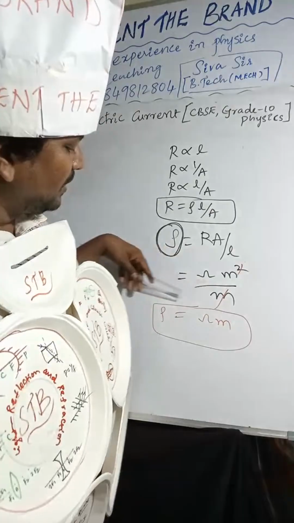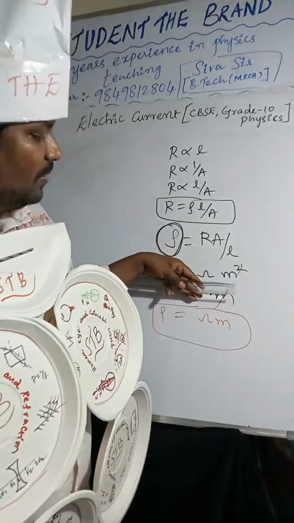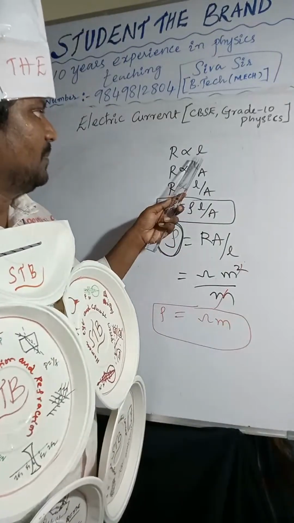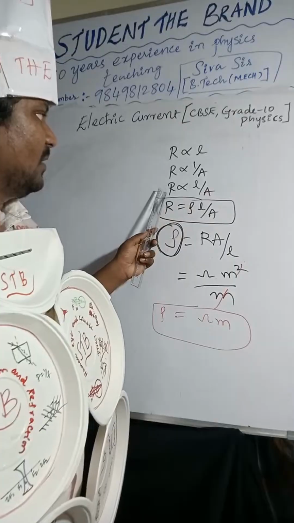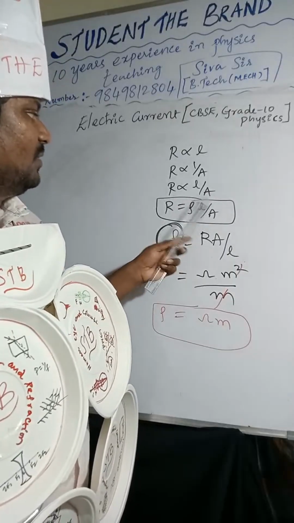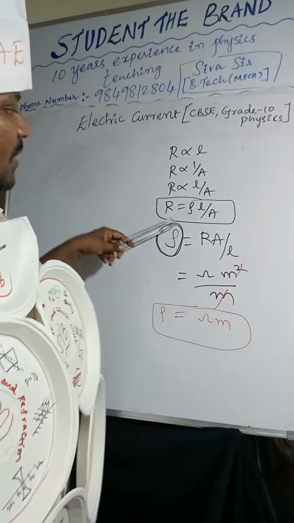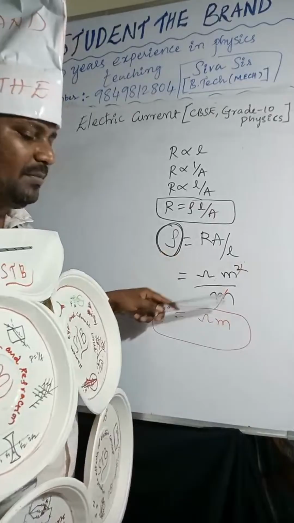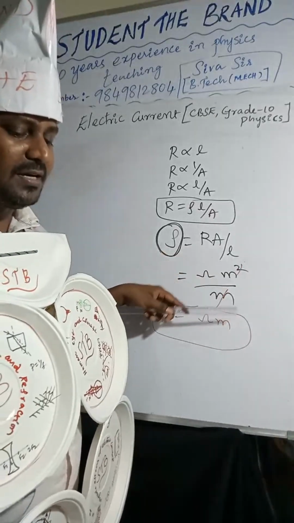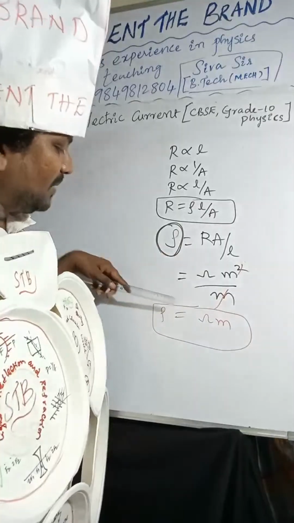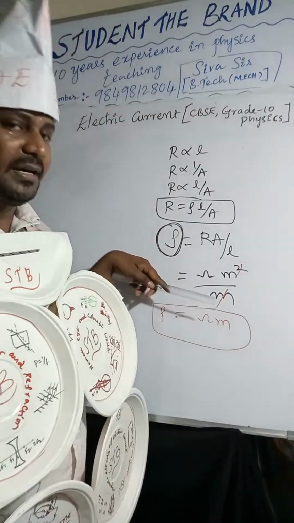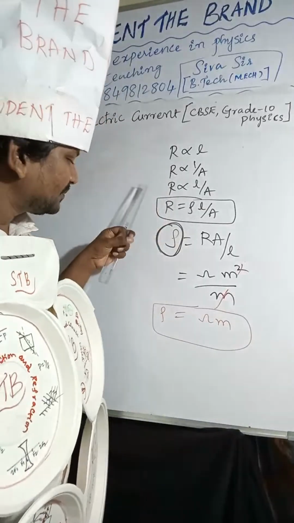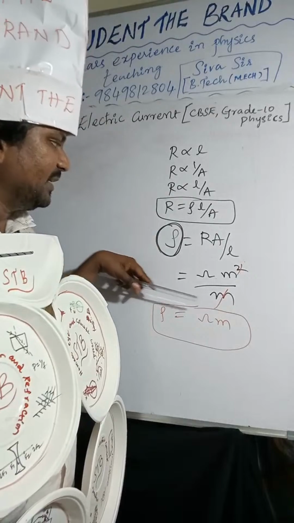So you can see, rho equals ohm meter. R is directly proportional to L, R is inversely proportional to A, R equals rho into L by A. So resistivity equals RA by L. Meter gets cancelled. So here I am considering the SI unit of resistivity is ohm meter.